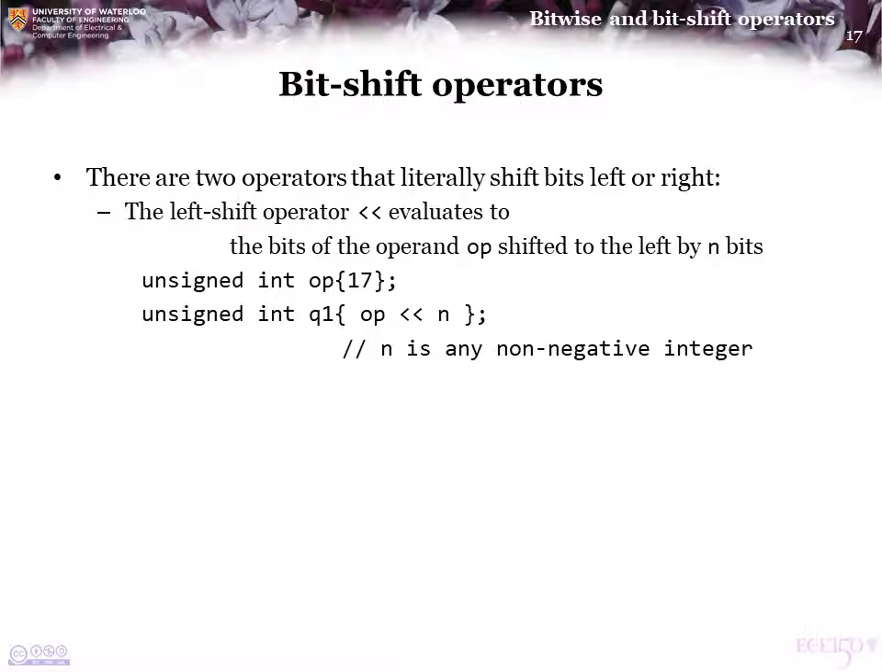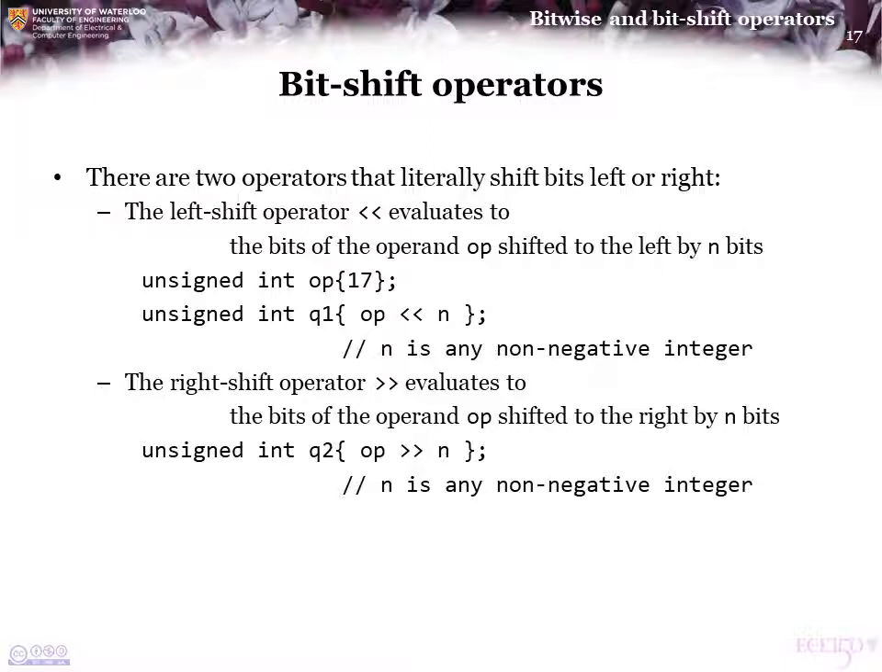The first is the left shift operator, and it's represented by two less than symbols. You can see that it suggests that the bits are being moved to the left based on the direction the less than symbols point. So in this example, the operand OP has the initial value 17, and if I initialize the local variable Q1 with OP left shifted n bits, then the bits inside OP are moved n bits to the left. n must be a non-negative integer.